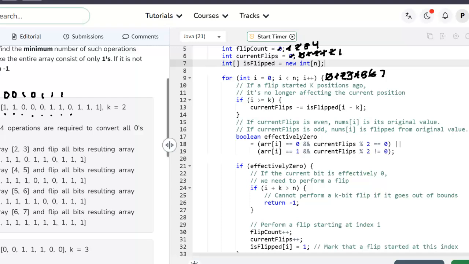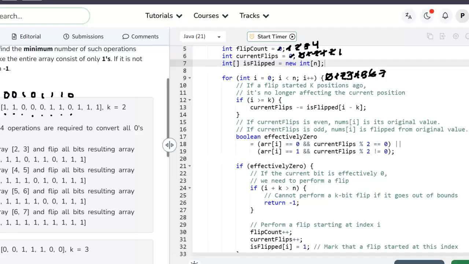So the number that we are looking at, is that number effectively 0? It's not. It is not effectively 0 because it is, well, it is 0, but we have a current flip within the window. So it's really a 1. So we're not going to do anything there. That is not going to get flipped.